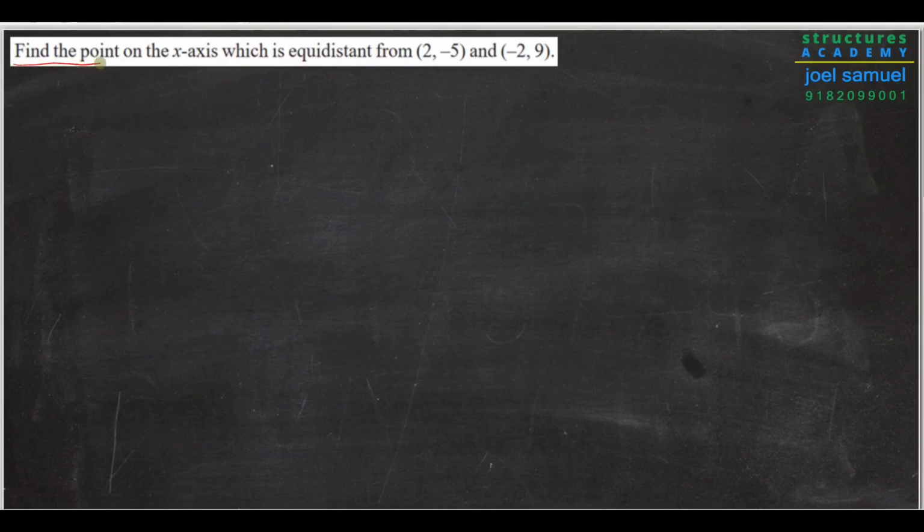Find the point on the x-axis which is equidistant from (2, -5) and (-2, 9). Before we begin this question, let us remind ourselves about the distance formula.